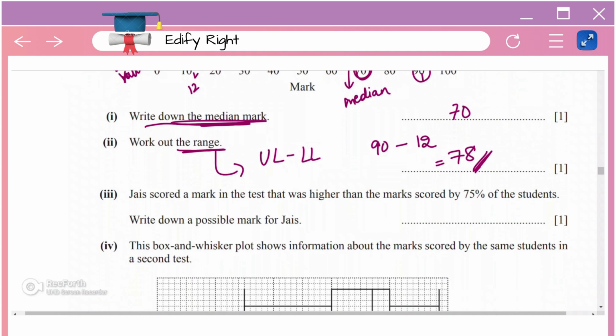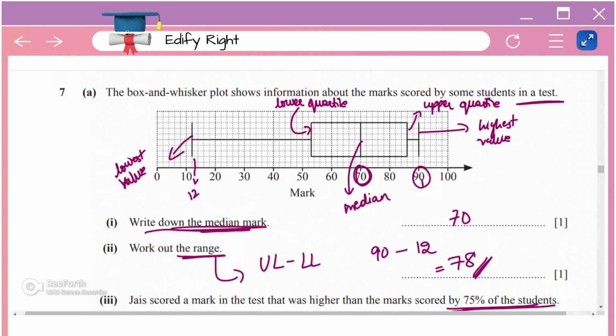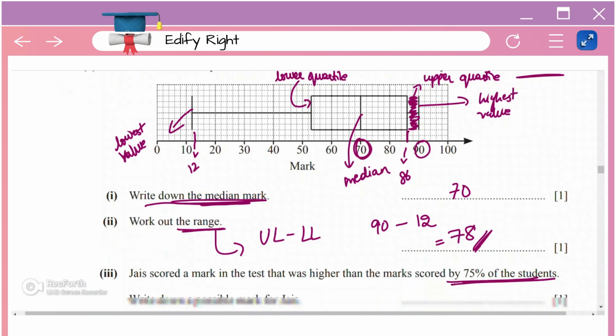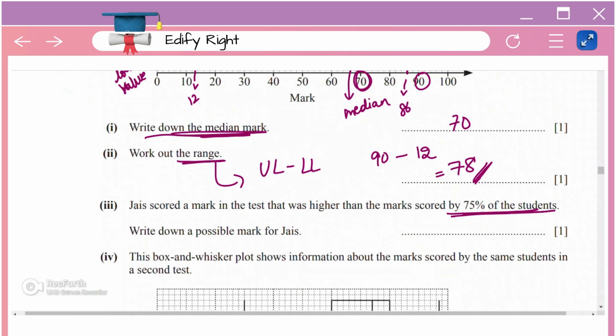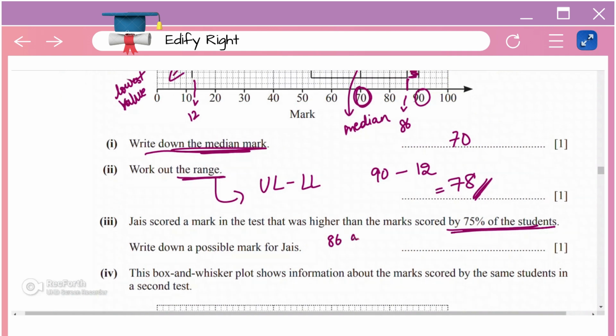Next, Jay scored a mark in the test that was higher than the mark scored by 75% of the students. So the moment they say more than 75% of the students, we're talking about the upper quartile. So where is the upper quartile? This region between these two lines becomes my upper quartile. So we're talking about 86 and 90. Any mark between 86 and 90 is considered the upper quartile. So since Jay falls in this range, we can take any value between 86 and 90, let's say 88. So that's a possible value for Jay's mark.